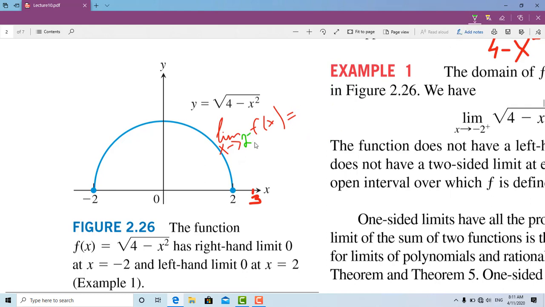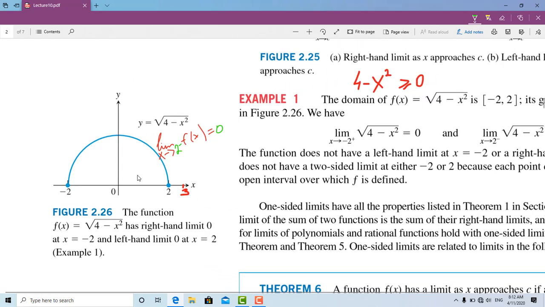Limit when x tends to 2 from the left side. This function has a limit. So it means we have to plug in this number here. 4 minus 2 squared. 2 squared is 4. 4 minus 4 is 0. The square root of 0 will give me 0. It's the same with negative 2. So this is the left-hand side limit.